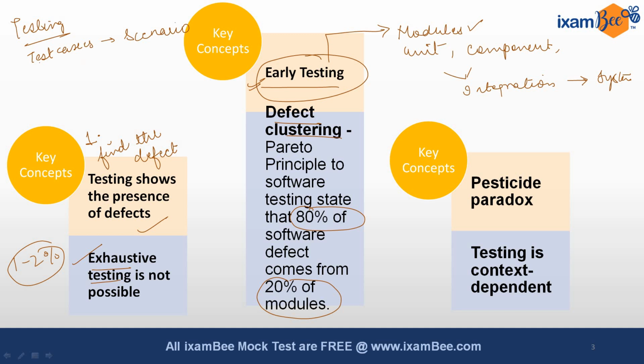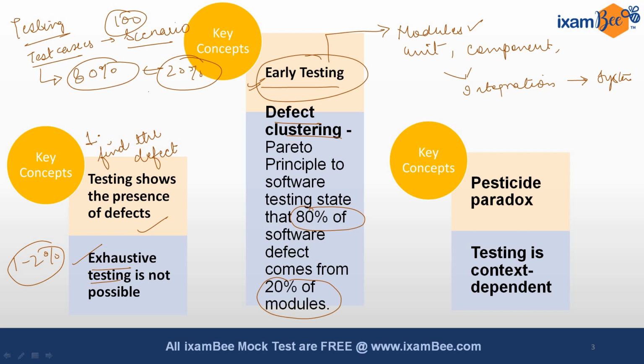Whenever we have testing, we will have these test cases as per the scenarios. Of those scenarios, 80% of the defects will come from 20% of the scenarios. Suppose you have 100 scenarios. Out of those 100 scenarios, it is not like you will get defects from all of them.